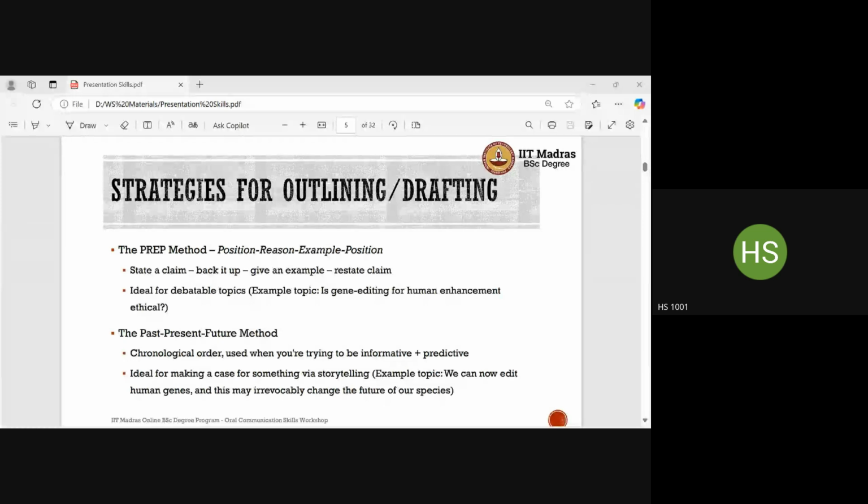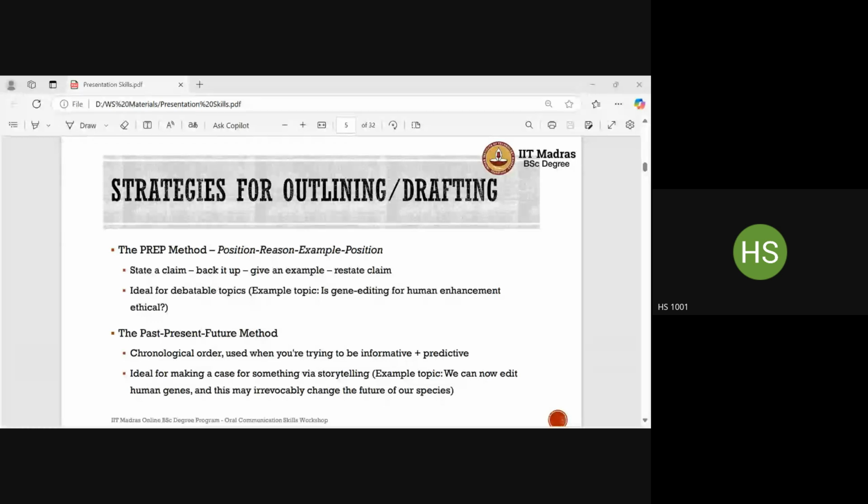We don't actually know the answer to this, but we know what we have done, what science and research have done so far in relation to human gene editing. So that would be the past. You know what kind of research is being undertaken in this area right now. That would be the present.